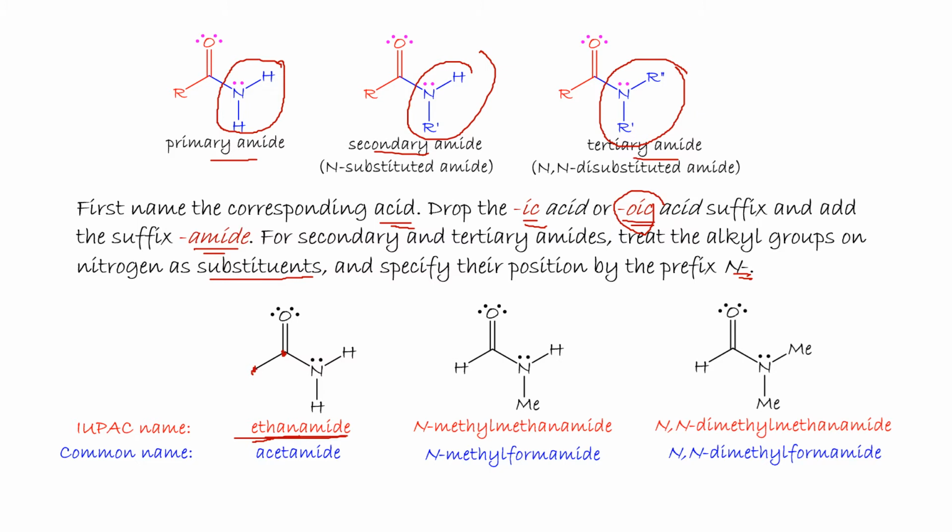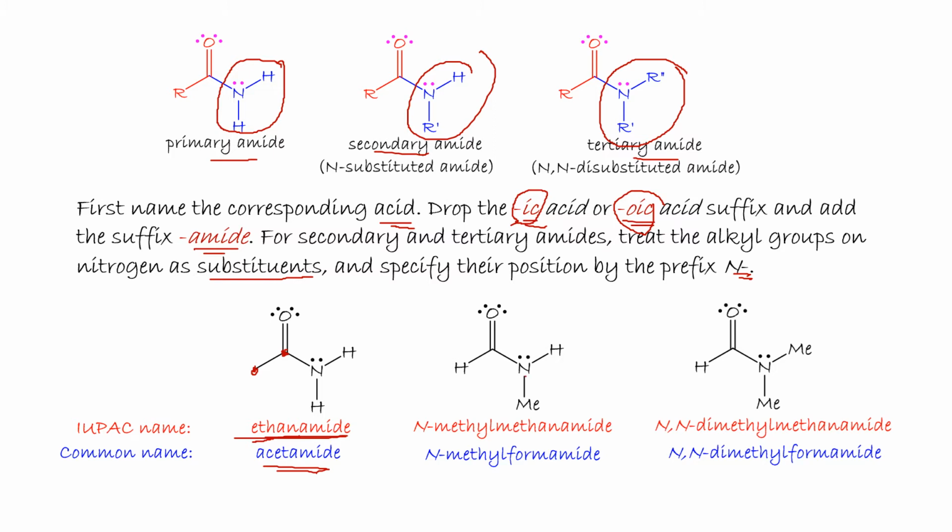By common name, this is acetic acid, 2 carbons. Take the IC out and put amide, so it will be acetamide.